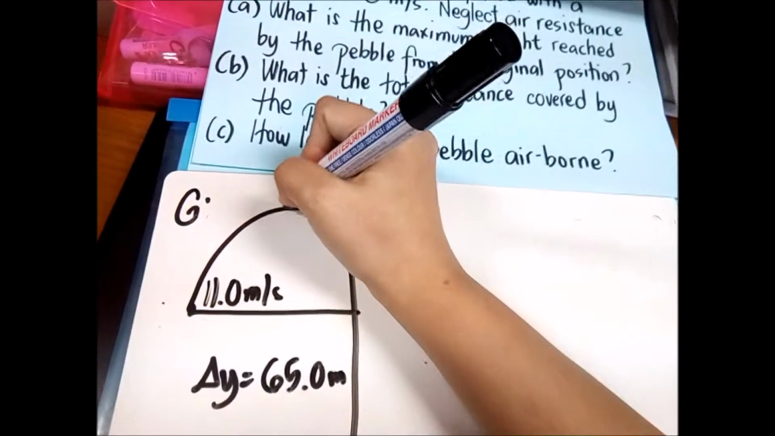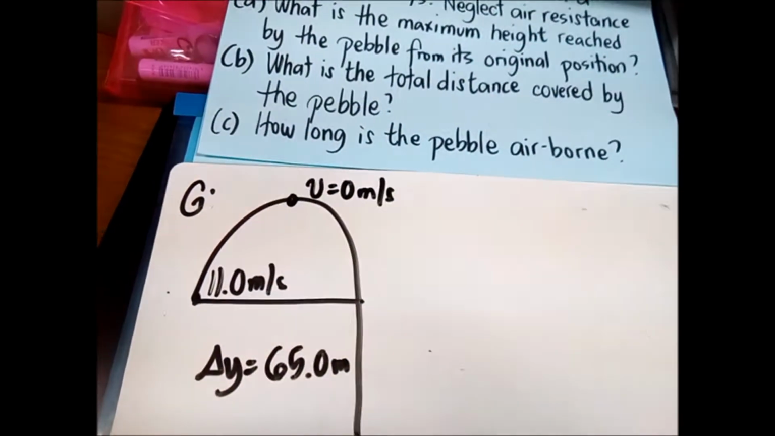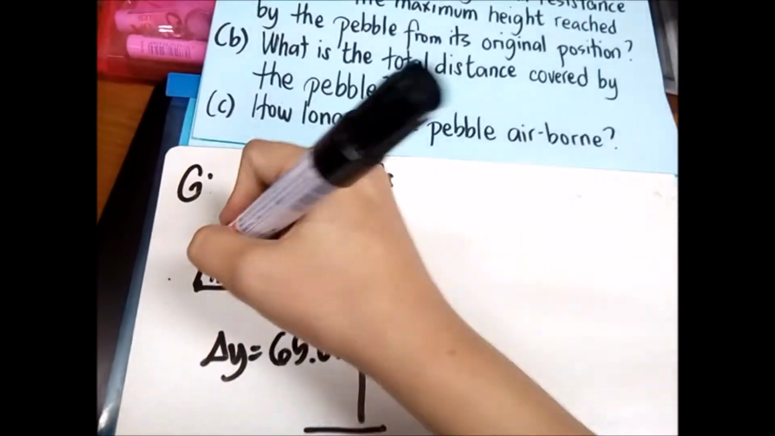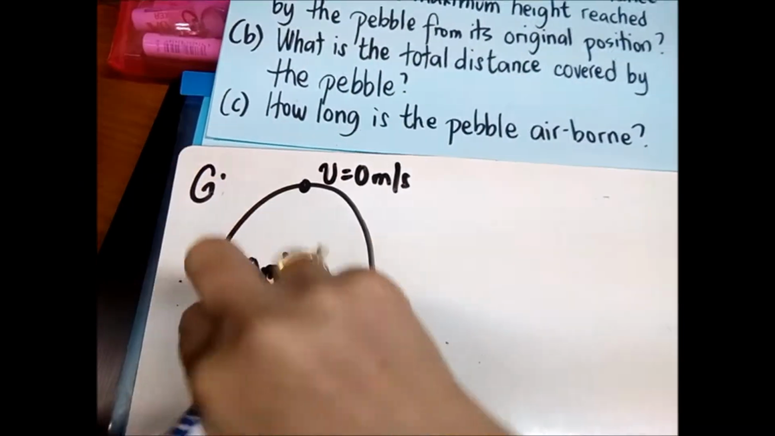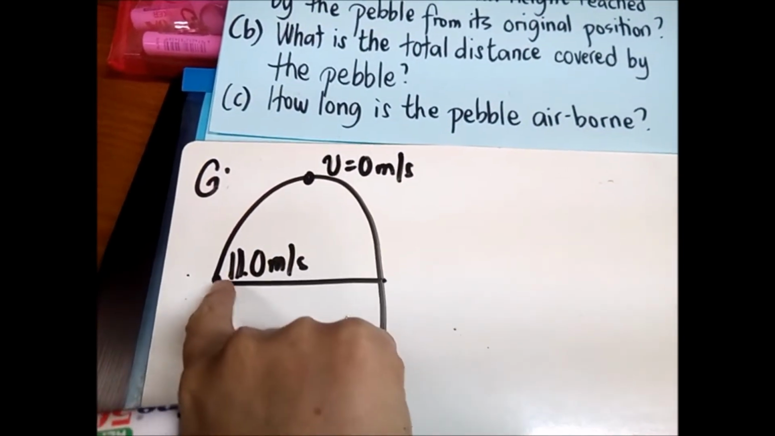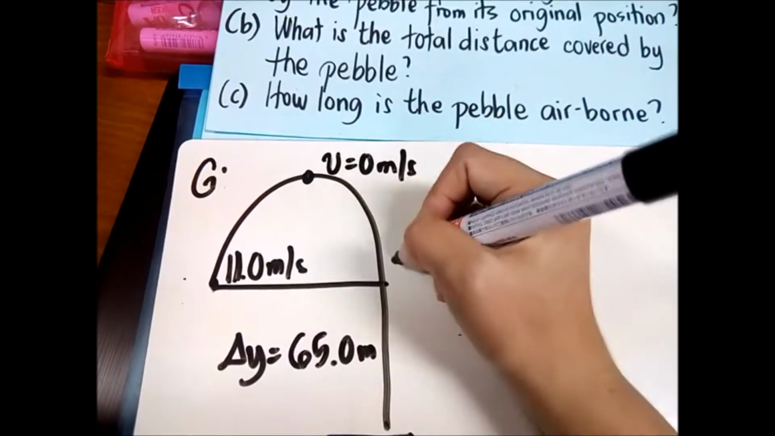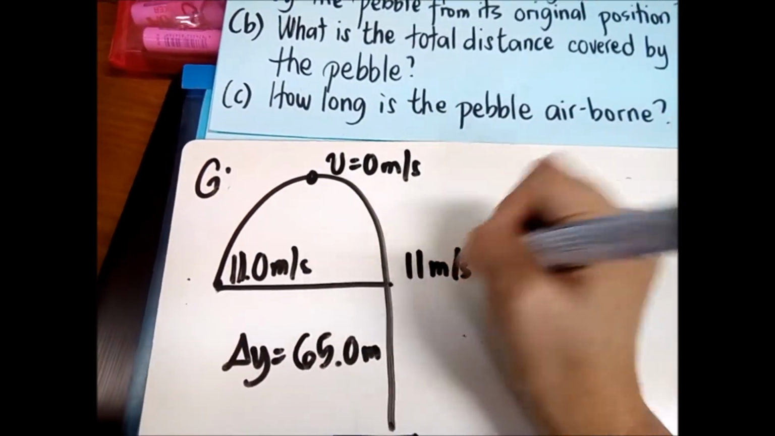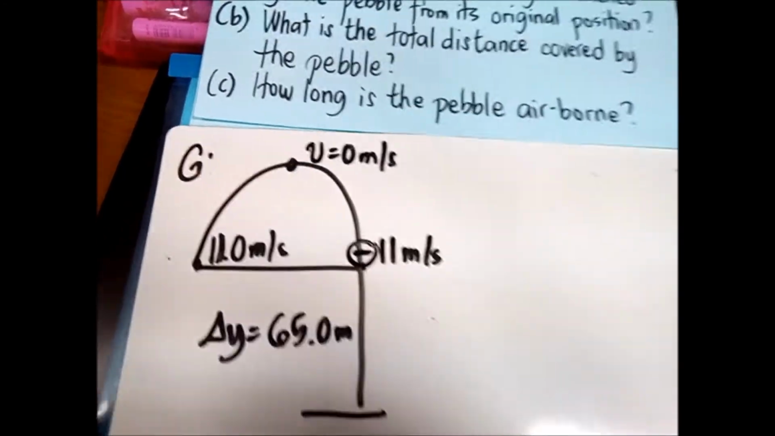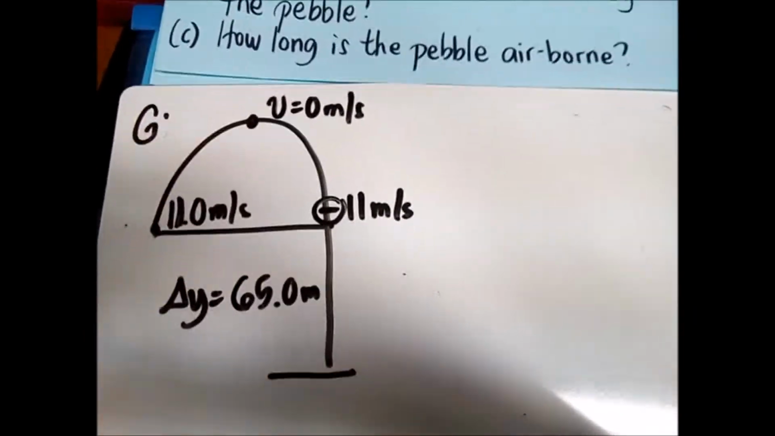So first, our instantaneous velocity here is 0. At maximum height, the instantaneous velocity is always 0. And since here, they're of the same position, but opposite in direction, this is 11 meters per second going up, and this is now 11 meters per second going down, but the direction should be opposite. So 11 meters per second, then same position, negative 11 meters per second.